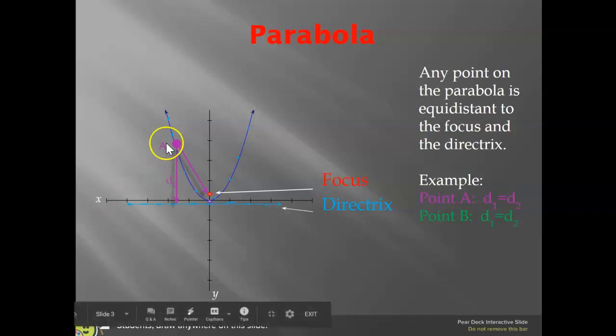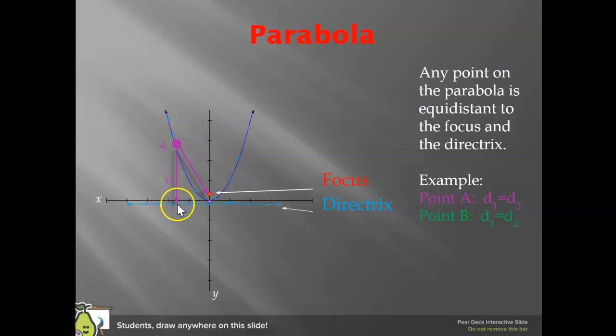Now remember, when we measure a point's distance from a line, we are talking about a perpendicular distance. So for any point on the parabola, if you go vertical, perpendicular to this directrix, that distance has to be the same distance as from that point to the focus. So that means that these two distances are the same. That's the equidistant part. Now, it doesn't mean that every point has the same distance.